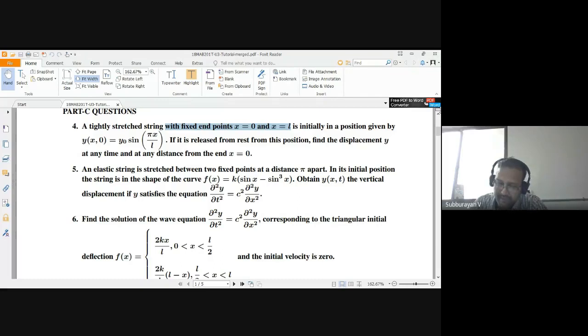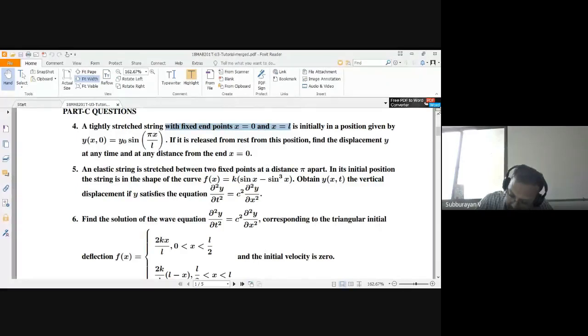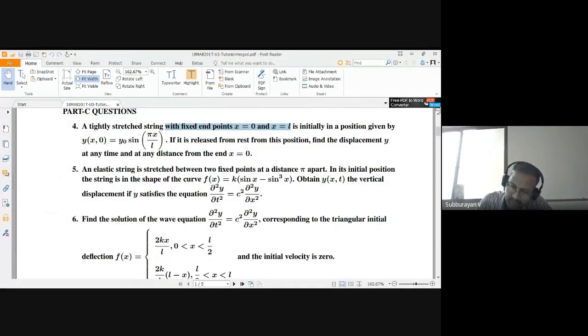Hence, what is sine cube x? Sine cube x is 3 by 4 sine x minus 1 by 4 sine 3x. This is the formula for sine cube x. Now you plug this expression into your boundary condition.